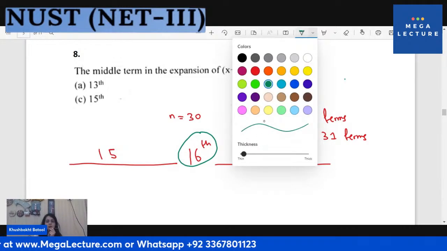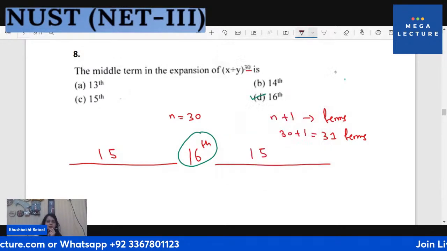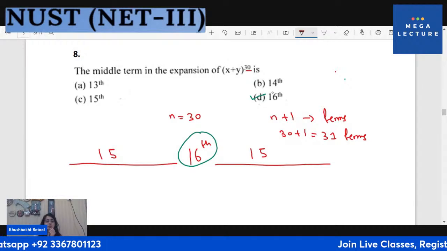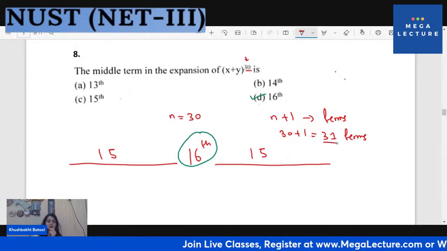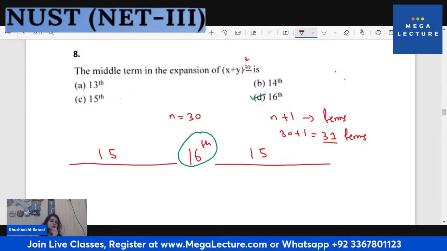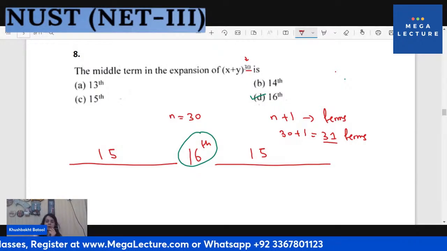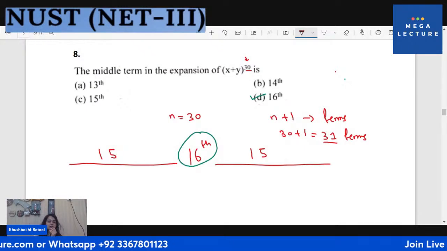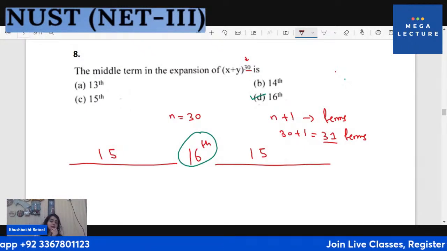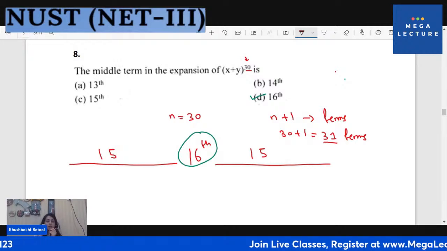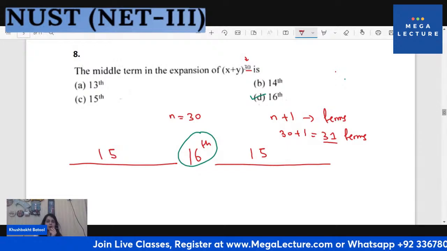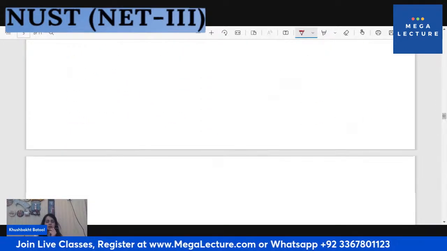So please remember, do not choose answers directly for such questions. That would be 15th? No, just think logically. If n is 30, you would be having 31 terms. If your number of terms is 31, you won't do 31 divided by 2. That would give you a decimal number. You need to think about it logically. Whenever the number of terms is odd, for finding the median we have a fixed middle value, right? So it would be the 16th value. All right, let's talk about the next question.